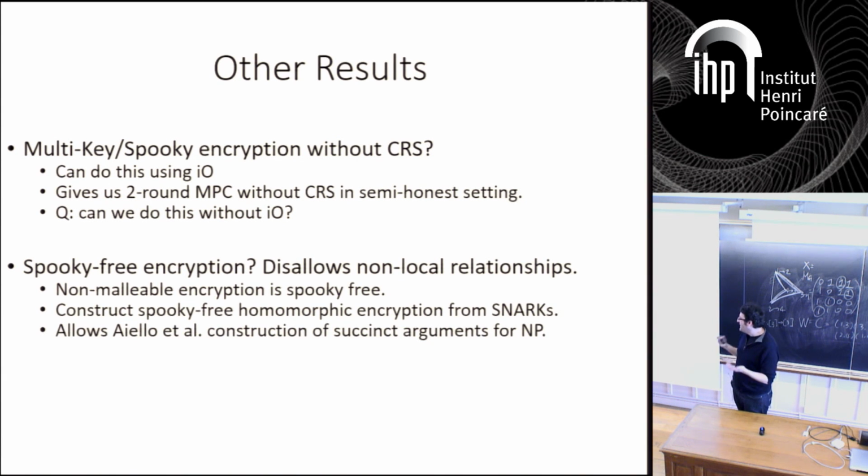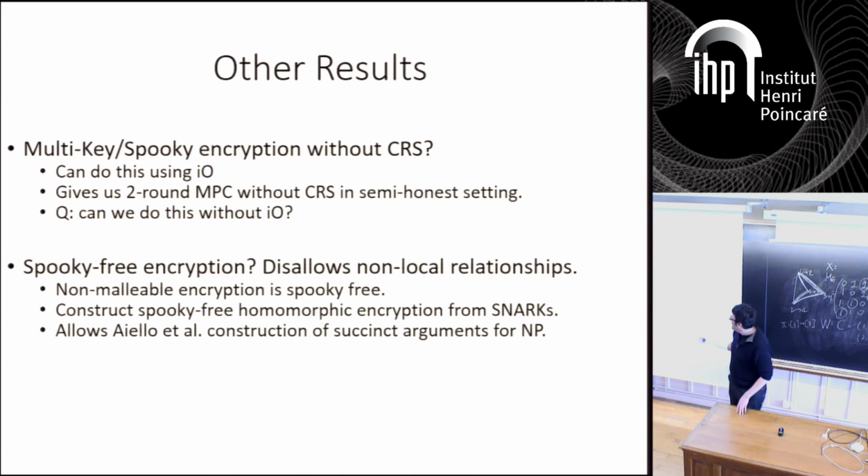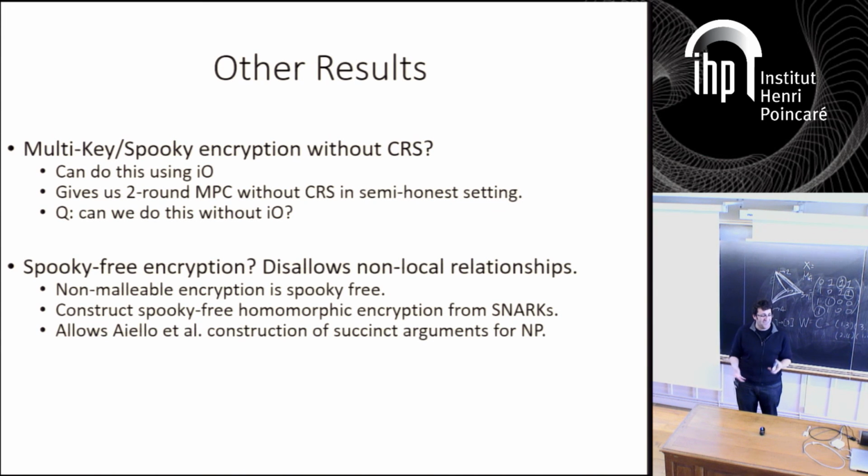One smart-ass answer is that non-malleable encryption is spooky free, but it's not very interesting, because for any application of this, you want a homomorphic but spooky-free encryption. You can construct spooky-free encryption from succinct non-interactive arguments of knowledge. So as a primitive, it makes sense to define it, and we define it, and you can construct it. Again, this isn't very interesting because the whole application is to get something weaker than these SNARKs. But at least it shows that this type of spooky-free encryption is maybe the right goal to aim for. Can you construct this from IO? I actually don't know.